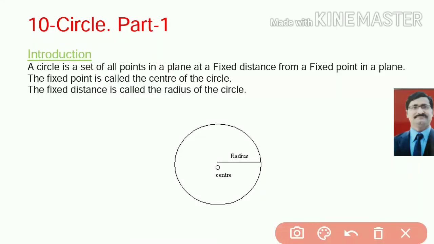Good morning, students. Today we will start the 10th topic, Circle, and in this topic today we start with part 1. In part 1 we will do the introduction.